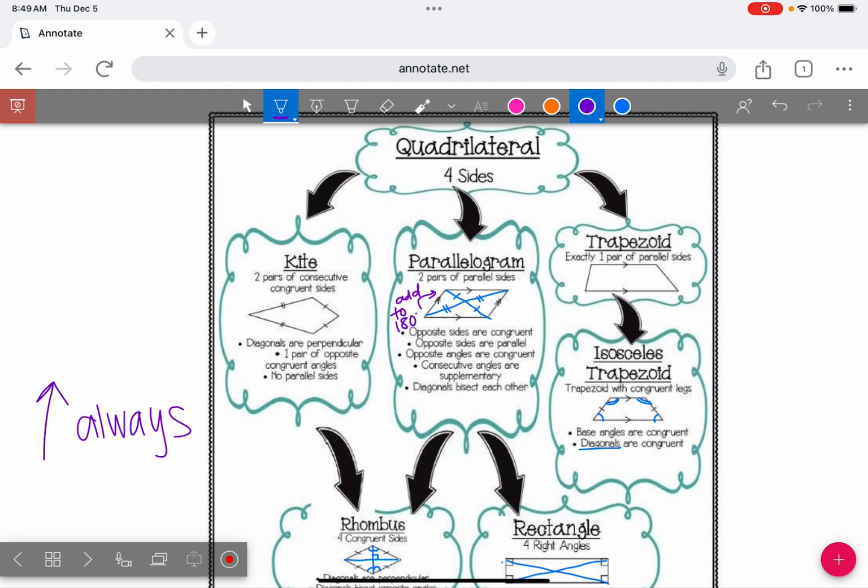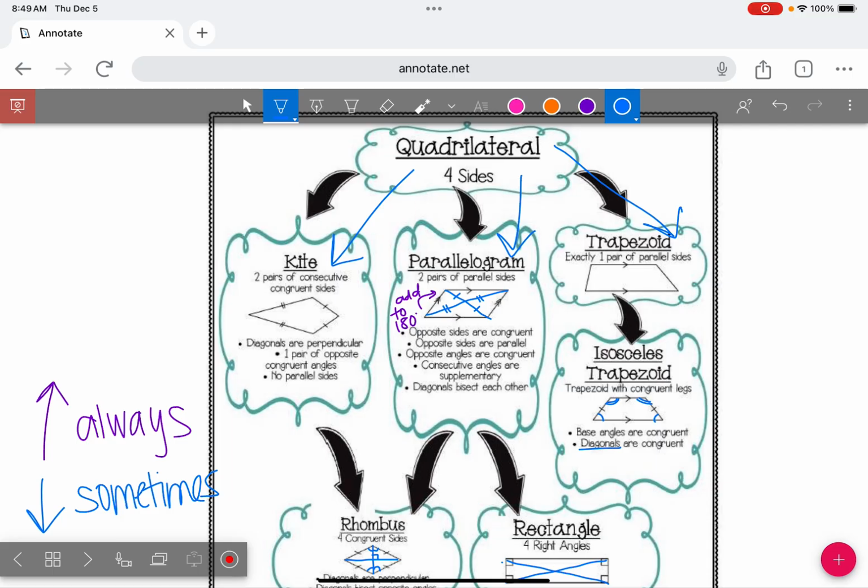A kite is always a quadrilateral. A parallelogram is always a quadrilateral. An isosceles trapezoid is always a quadrilateral. Okay? Then, as I move the opposite way, if I'm moving down, well, a quadrilateral can be this, this, or this. It could be any of those things. So as I move down, I would be saying the word sometimes. A quadrilateral is sometimes a parallelogram, but it's sometimes a trapezoid, and it's sometimes a kite.